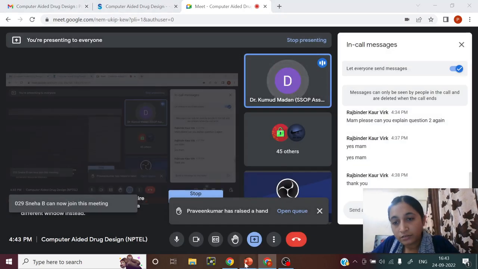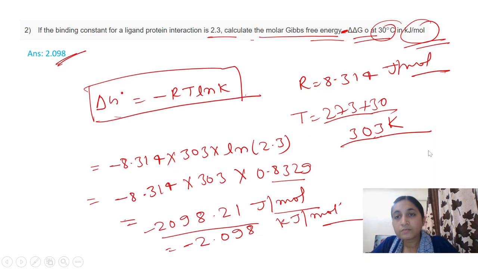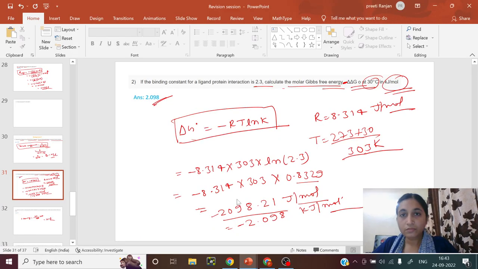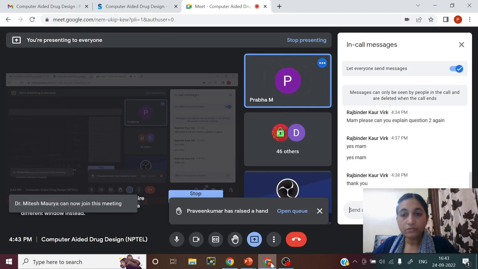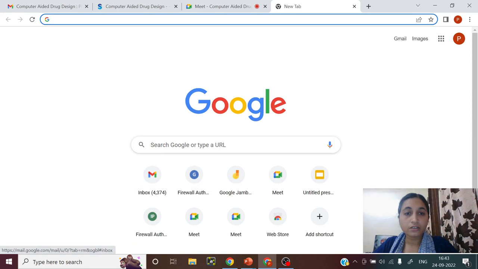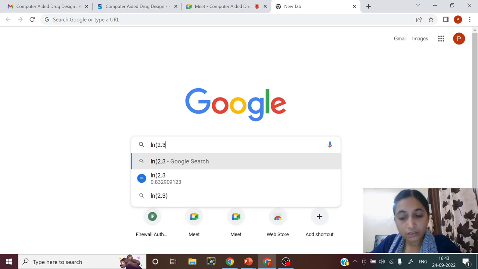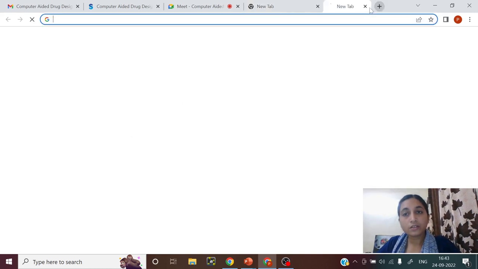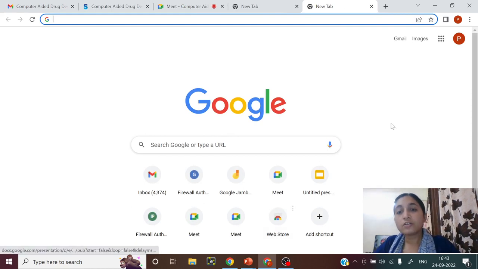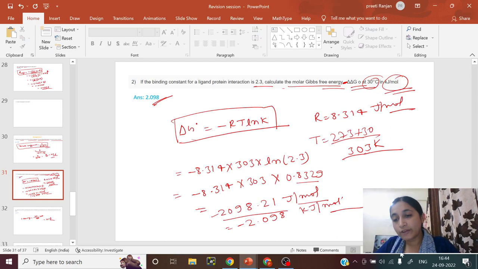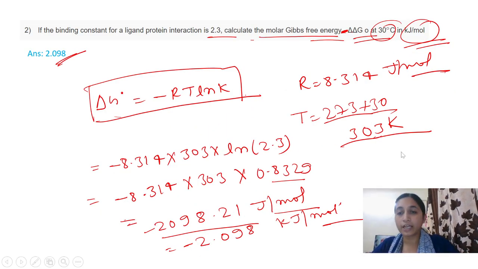Yes. Ln 2.3 value is this, no? I couldn't understand what you are asking. Karthik, can you show the calculator and all? Okay, after this. Okay, then he will show the calculator now.